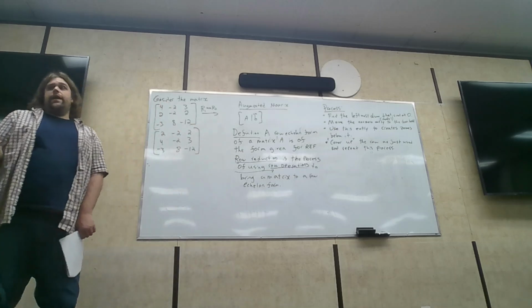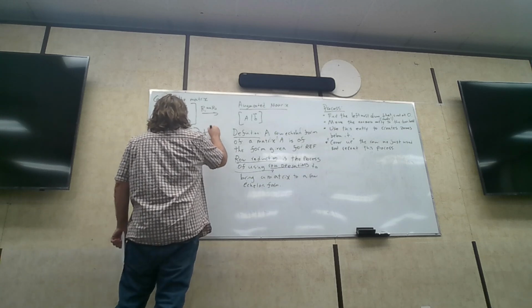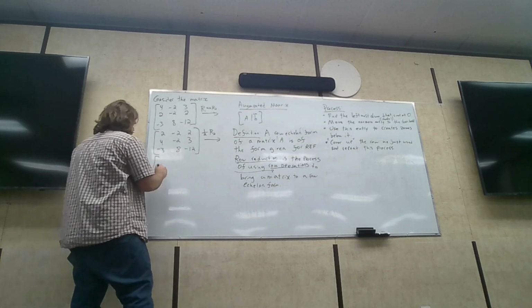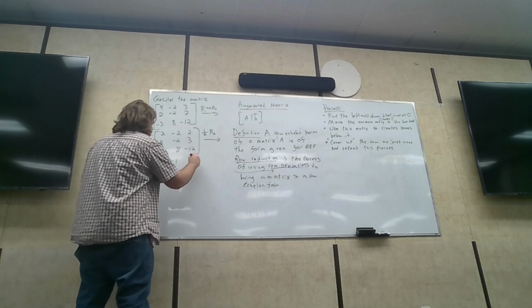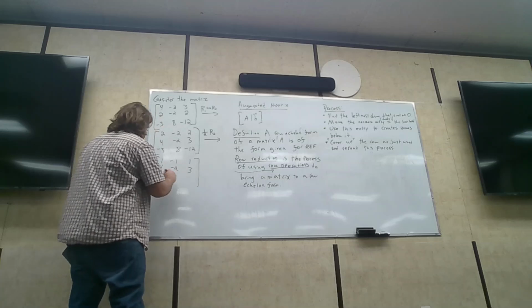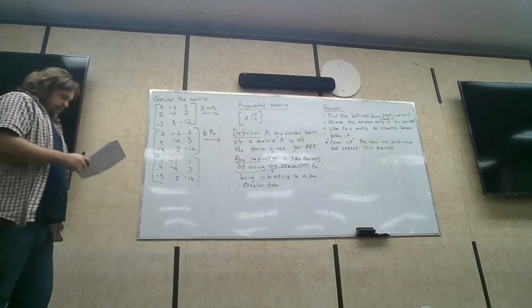And now we're going to go ahead and do what we said. We're going to divide row 1 by 2. So this is going to be 1, -1, 1. And we didn't touch the others. 8, -12, like that.